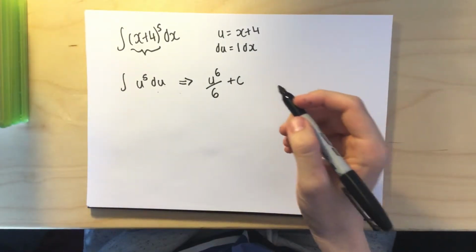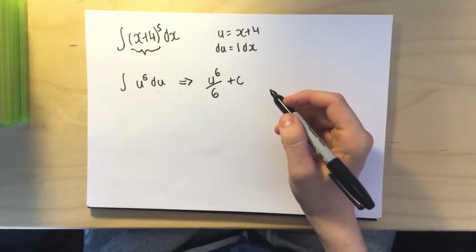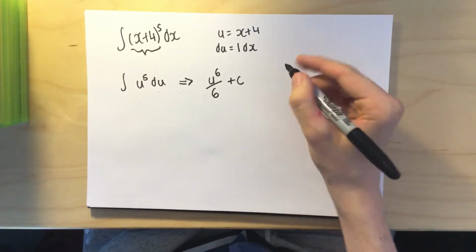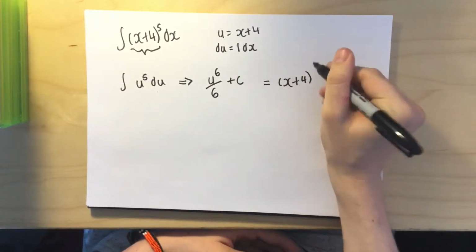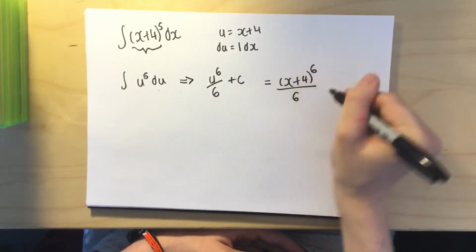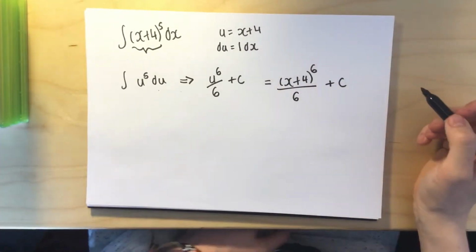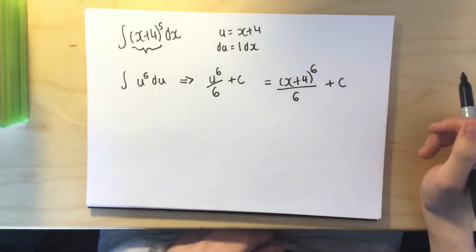So now we have to substitute our u back in and then we'll be finished with this integral. Remembering that our u is x plus 4, we have x plus 4 to the power 6 all over 6 plus c. And that is our integral of x plus 4 to the power 5.